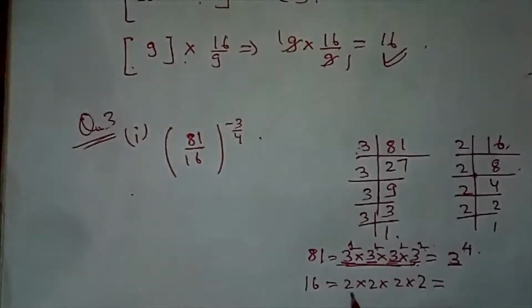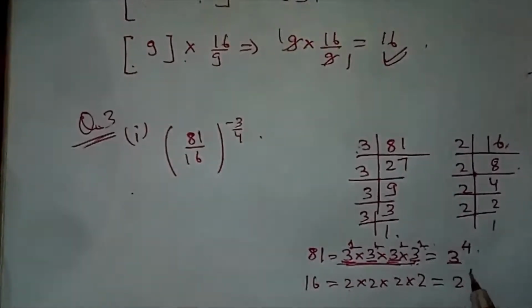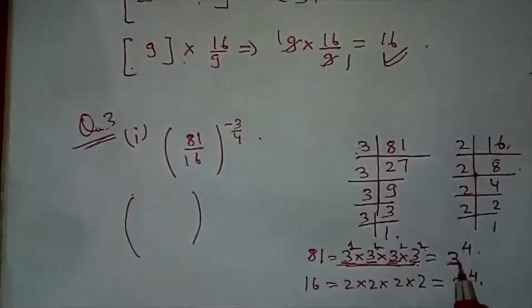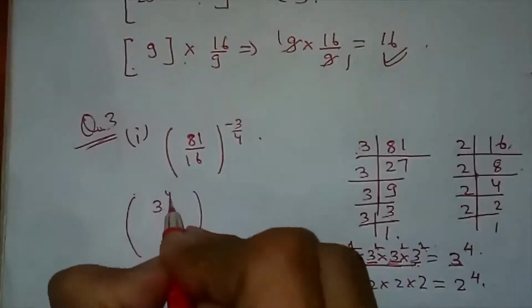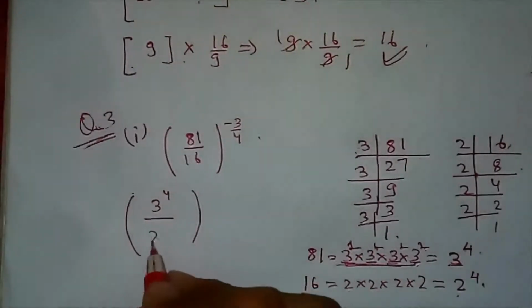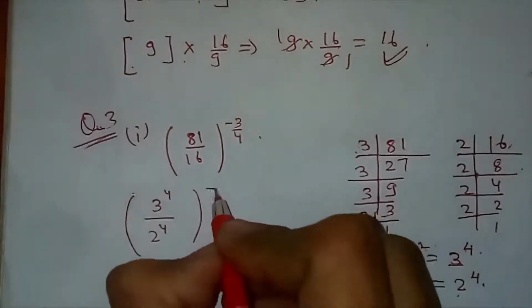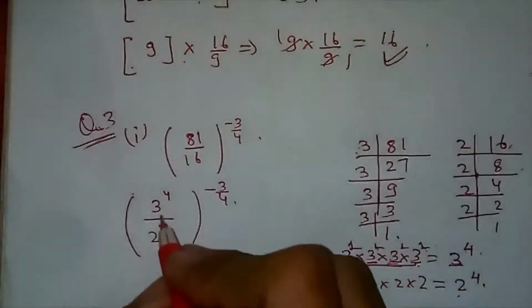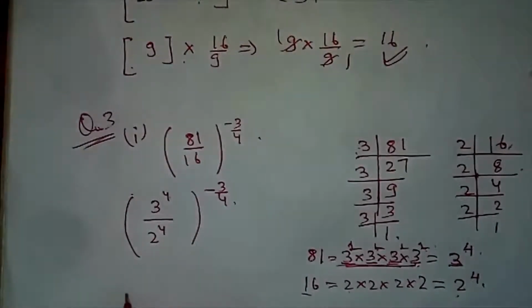Similarly for 2 it's 2 to the power 4, and we will replace 81 as 3 to the power 4 and 16 as 2 to the power 4, and here it's minus 3 upon 4. So we will take the powers as common. We can write it as 3 by 2 to the power 4.